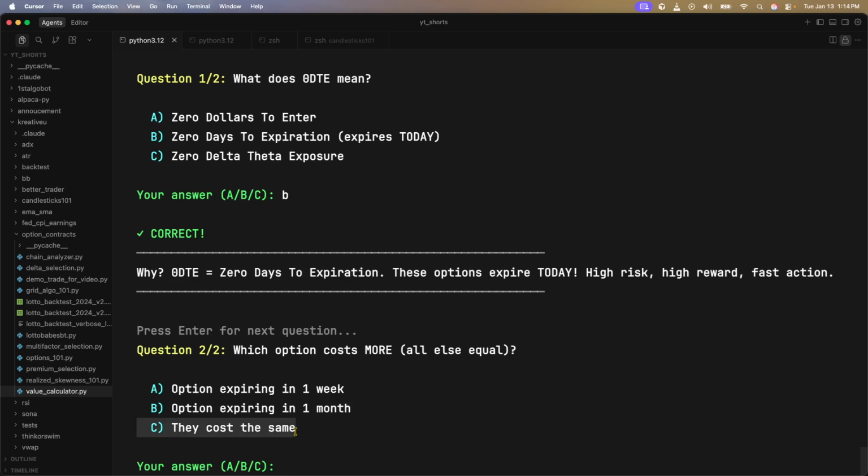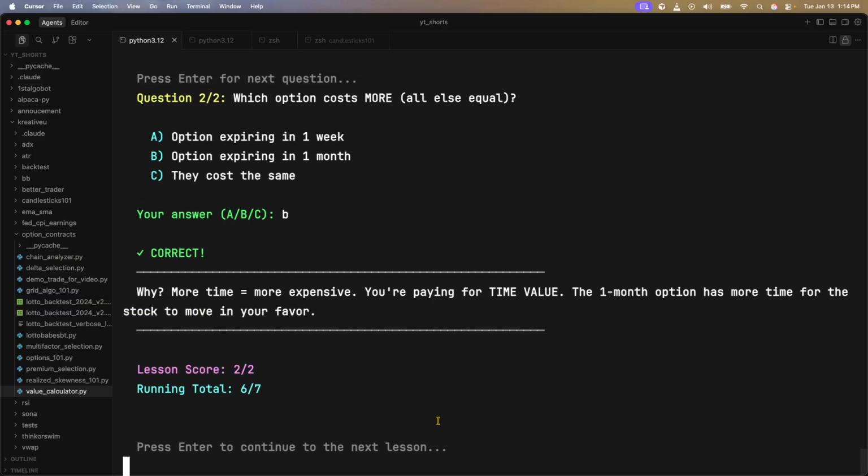Well, let's think about this. With options, what is the number one thing that's working against you? Theta decay, right? So if you have more time for the option contract to work in your favor, wouldn't more time be more expensive? So an option contract that's 1 week compared to one that's 1 month, the one that's 1 month is definitely going to be more expensive than the one that's 1 week, because we have more time for the move to go in our favor. So it's definitely going to be the one for 1 month.